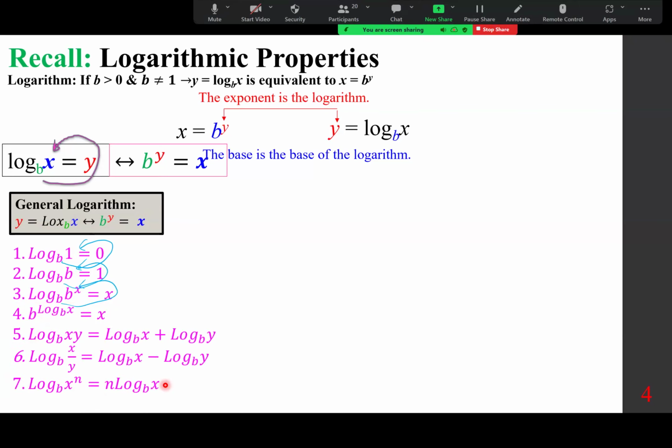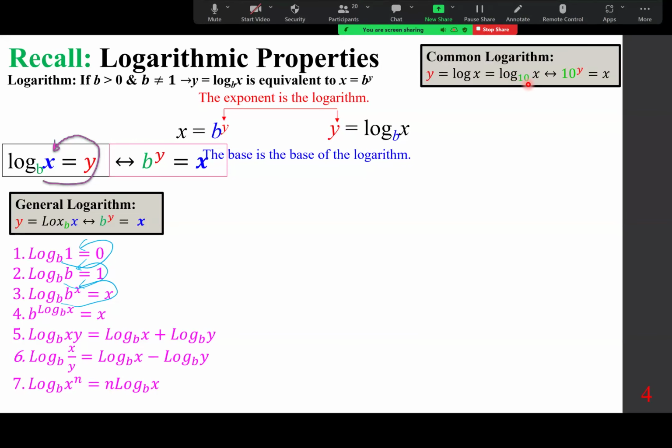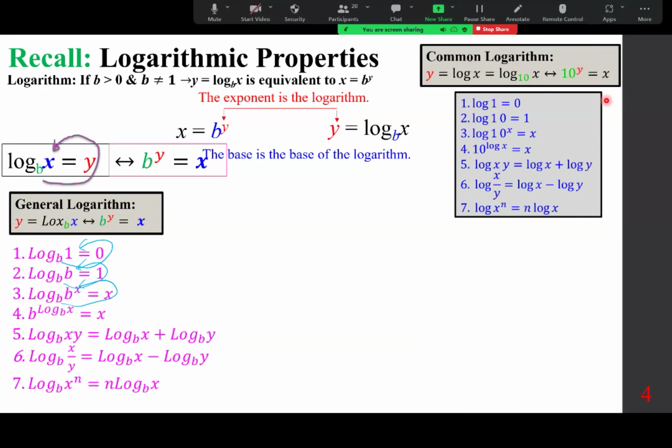Product rule, quotient rule, power rule. These two actually refer to the fact that exponential functions and logarithmic functions are inverse functions. When the base is 10, log x base 10, we don't write it, we write y equals log x. That is referred to as the common log, therefore 10 to the power of y equals x, and it gives rise to the following properties. Notice, for example, log 1, you just don't need to write the base. For this one, because you don't write the base, it means base 10, then the base and the argument must be the same, so log 10 equals 1. The rest of it follows.